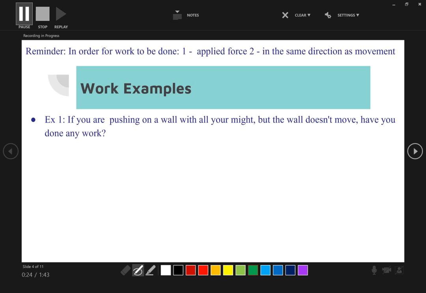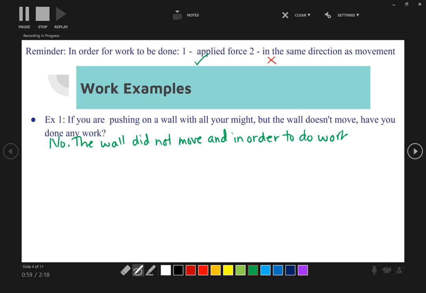So do you have an applied force? Yes, we have an applied force. But is the movement in the same direction as the force? That would be a no. So, no. No work has occurred. Why? The wall did not move. And in order to do work, the object must move. So remember, no movement, no work.